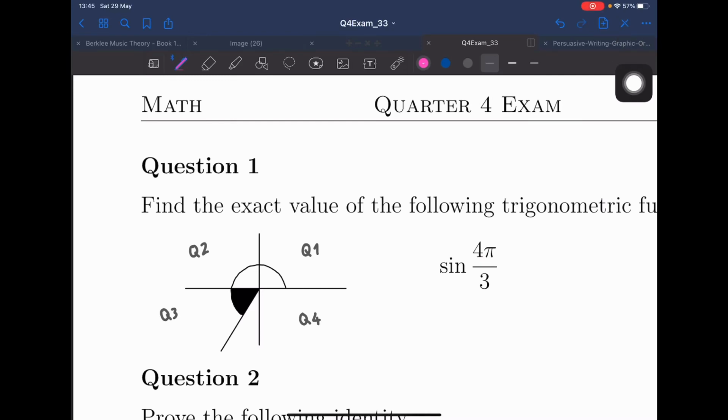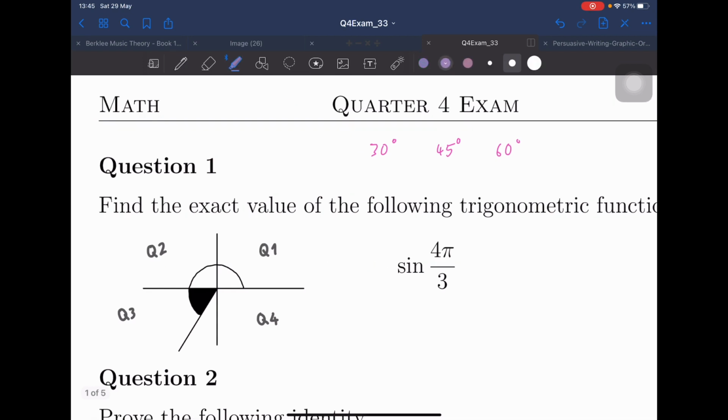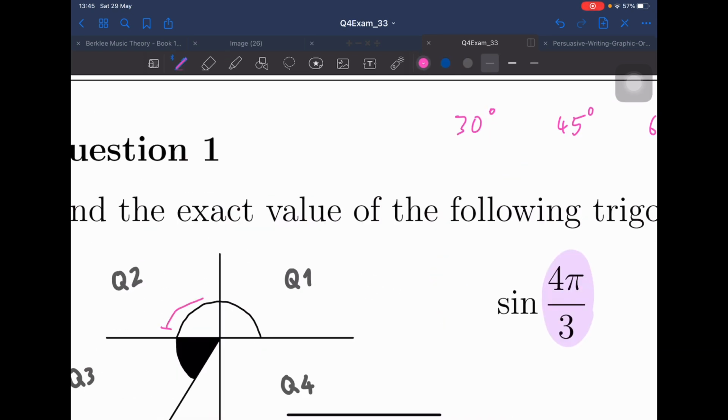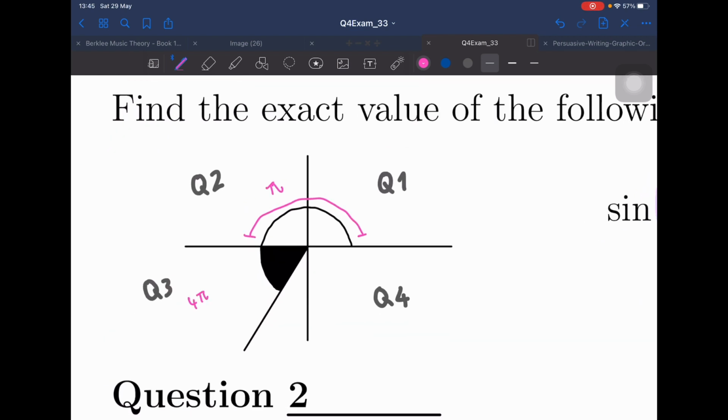Okay, so for number one, I'm calculating it myself using the graph and the things I remember about 30 degrees, 45 and 60. For this one, 4 pi over 3 is more than pi. So this one is pi, and I want to know how much more it takes. So 4 pi over 3 minus pi equals pi over 3.